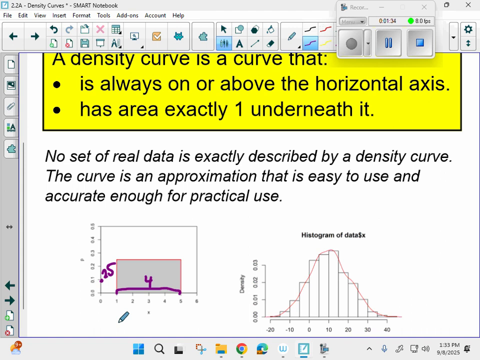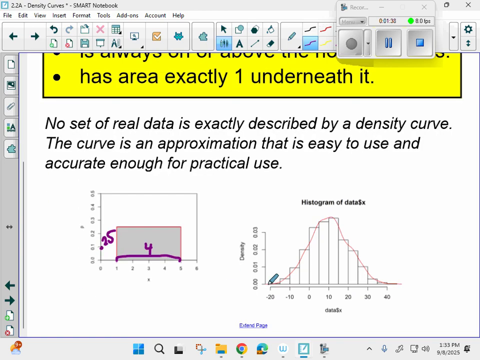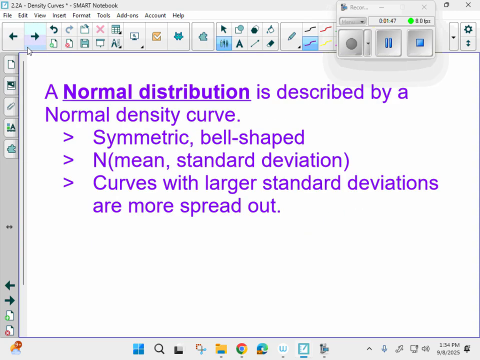Okay. And this one over here, same thing. So if we have on or above the x-axis, we're good to go. And the overall area of this curve is 1. All right. A normal distribution. So we have density curves, which could be rectangles. Okay, they could be other shapes, all kinds of shapes, right?